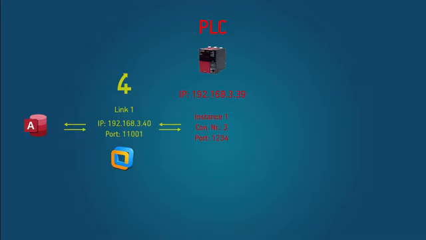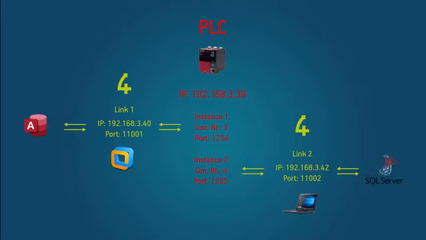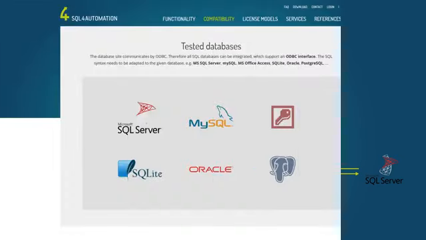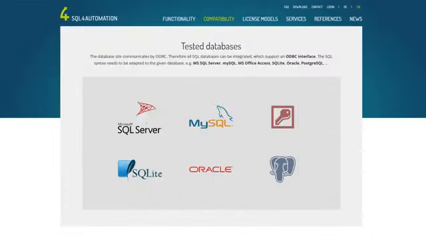So let's create another one, and because we can, connect it to another connector. Now the first link is connected to a connector on a virtual machine, whereas the second connector will be running on my host computer. Also, instead of an Access database, we're going to use an SQL server. Because with SQL for automation, you can use pretty much any SQL database you want, as long as it supports ODBC.